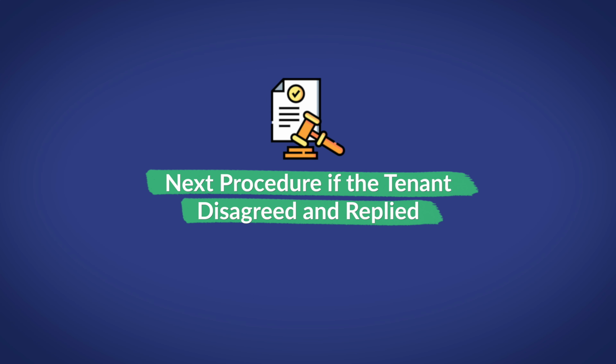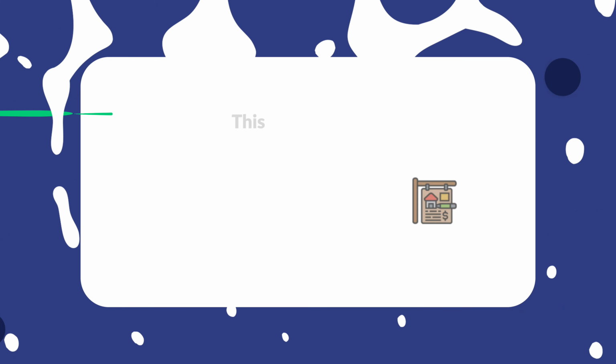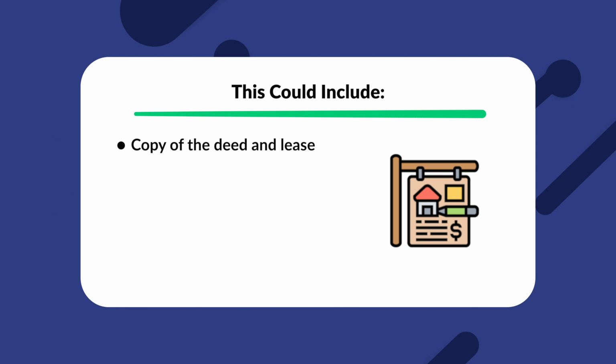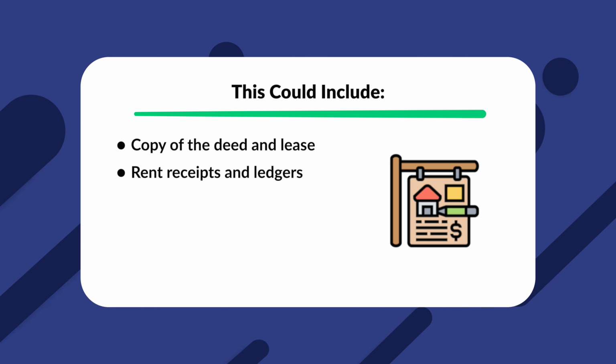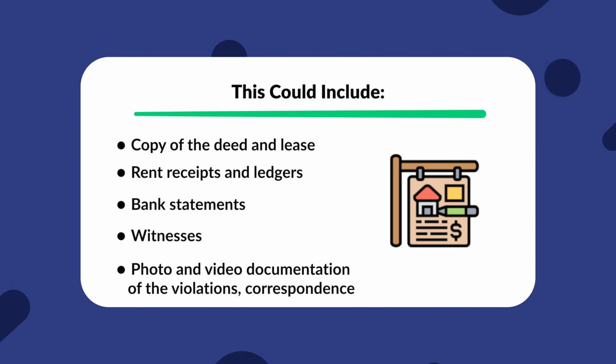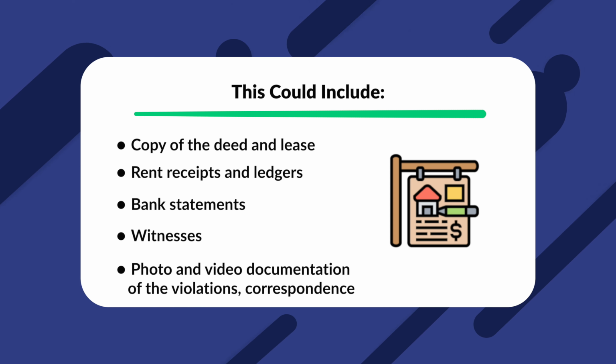Next procedure, if the tenant disagreed and replied in the state of Michigan. A reply from the tenant is not necessary for a court date to be scheduled. They only have to show up to the hearing. The landlord needs to support the claim with evidence and show it during the hearing. This could include, but is not limited to, copy of the deed and lease, rent receipts and ledgers, bank statements, witnesses, photo and video documentation of the violations, correspondence.